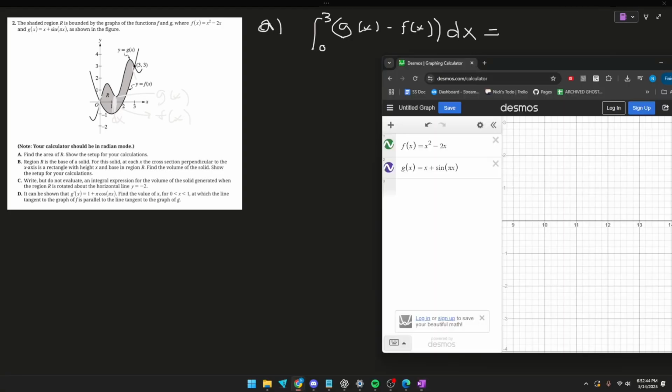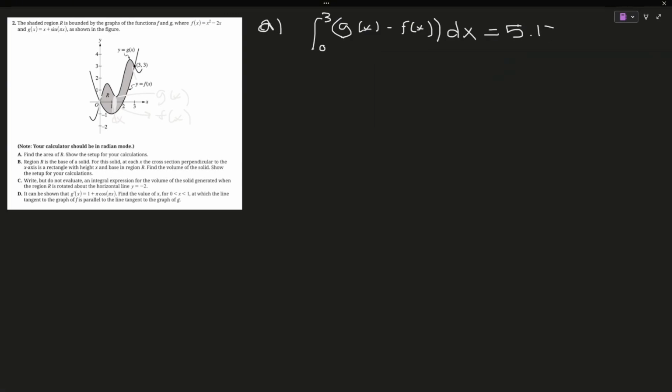So this is a calculator question. We have f of x and g of x here. We're going to need the integral from 0 to 3 of g of x minus f of x with respect to x, and that gives us 5.137 as our answer. So 5.137 units squared.